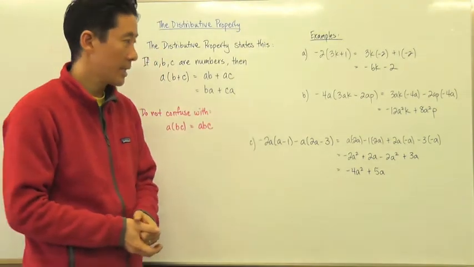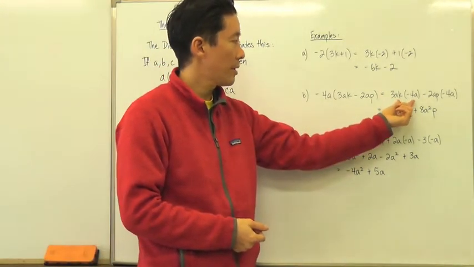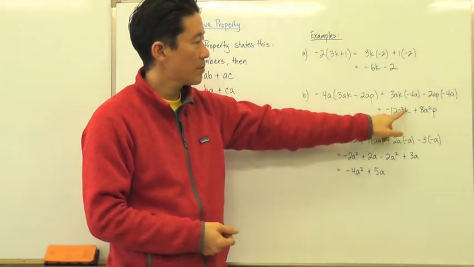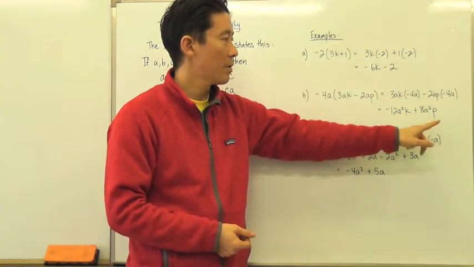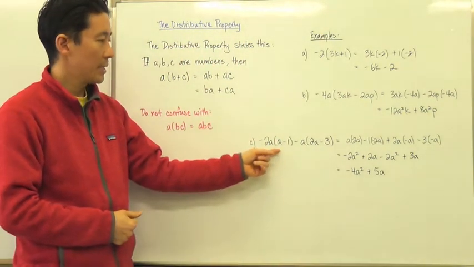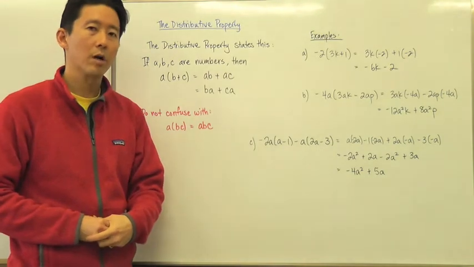And what I can do is simplify each one of these terms. So I have this term and I have this term. So this becomes negative 12a squared k plus 8a squared p. Okay, and we'll take a look at just one last one. This one, of course, is going to be a little bit more complex.